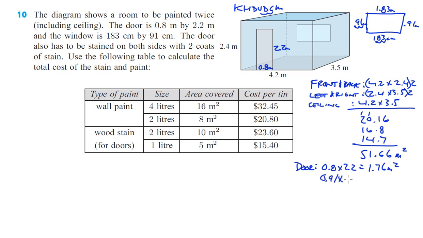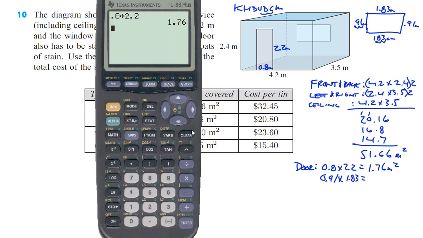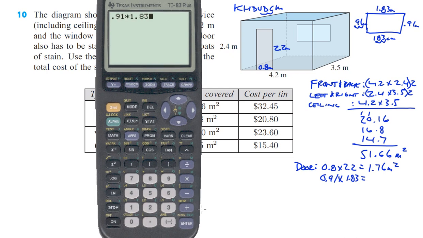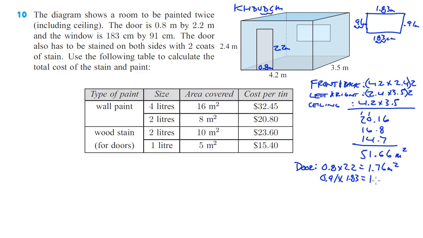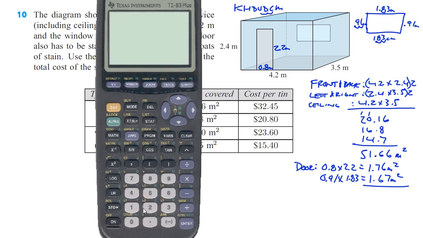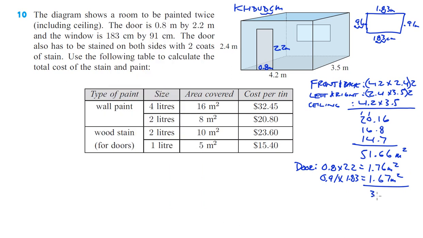So 0.91 times 1.83 gives us 1.67, we'll call it, square meters. So we got to add those two together and take it away from the 51.66, right? So we'll take 1.76 plus 1.67, 3.43.